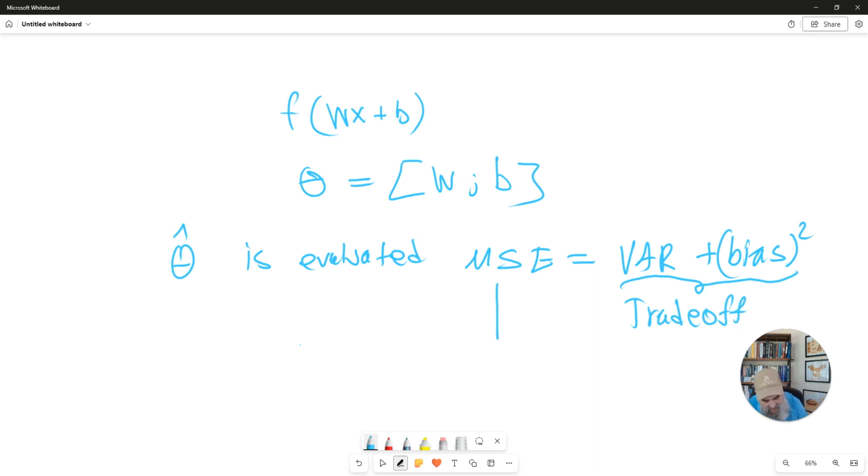So if we want to minimize the mean squared error, the MSE, we need to carefully treat the variance of the estimator and the bias of the estimator, and there is a trade-off between them. And that's all there is to the bias variance trade-off.